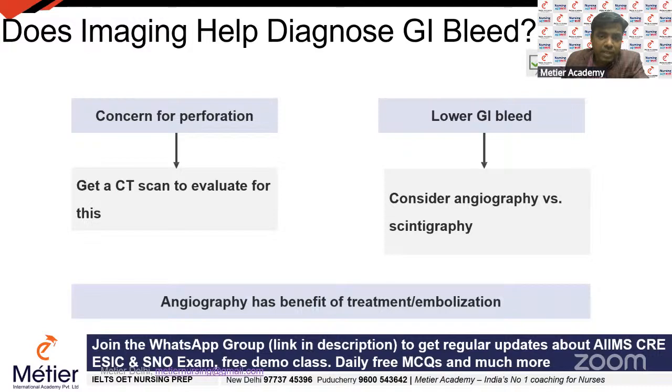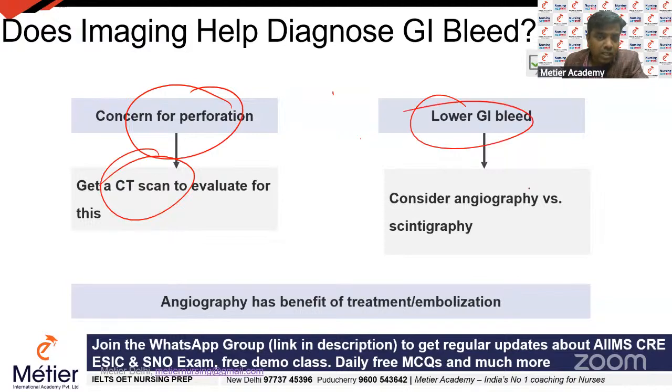So what kind of imaging? If it is perforation, mostly with GI bleeding, what is the most important investigation the nurse will send? CT scan. If it is a lower GI bleed, consider angiography. See, it is clear here. There is no compromise in these questions.